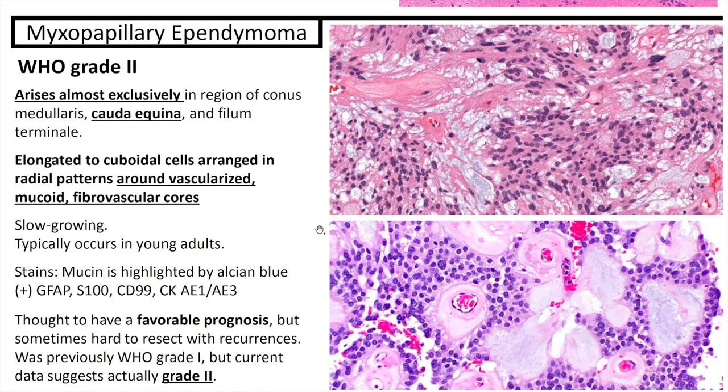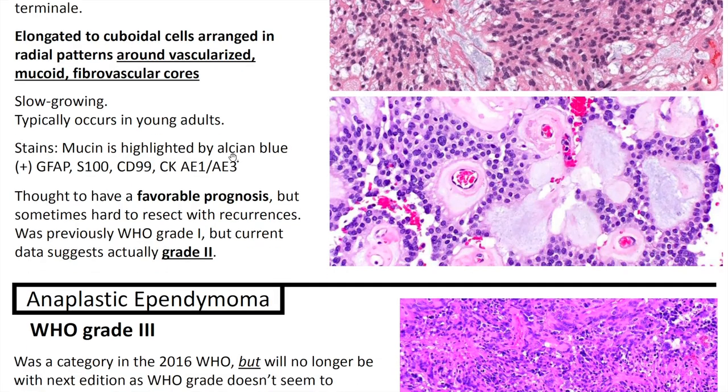These are slow growing, typically occurring in young adults, and mucin is highlighted by Alcian blue. They're positive for GFAP, S100, CD99, and CKAE1/AE3, or the cytokeratin markers. Myxopapillary ependymomas are thought to have a favorable prognosis, but sometimes they're hard to resect, with recurrences. It was previously WHO grade 1, but currently data suggests it's actually WHO grade 2, but still thought to have a favorable prognosis.